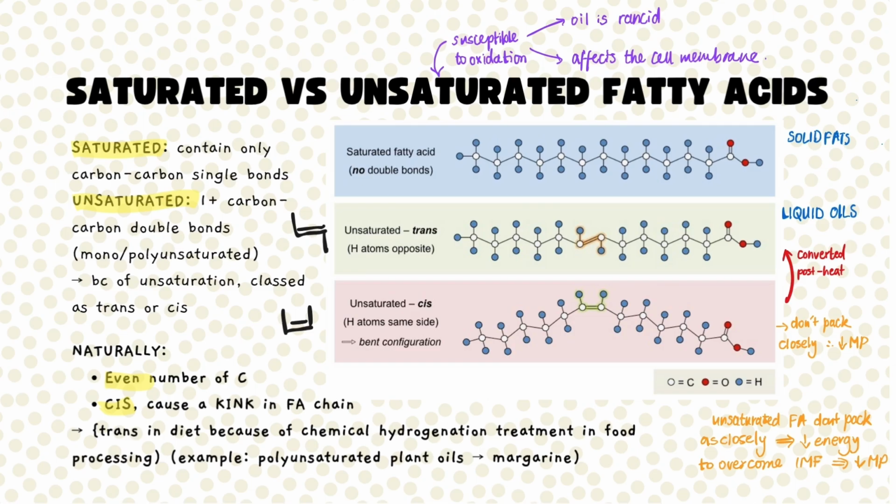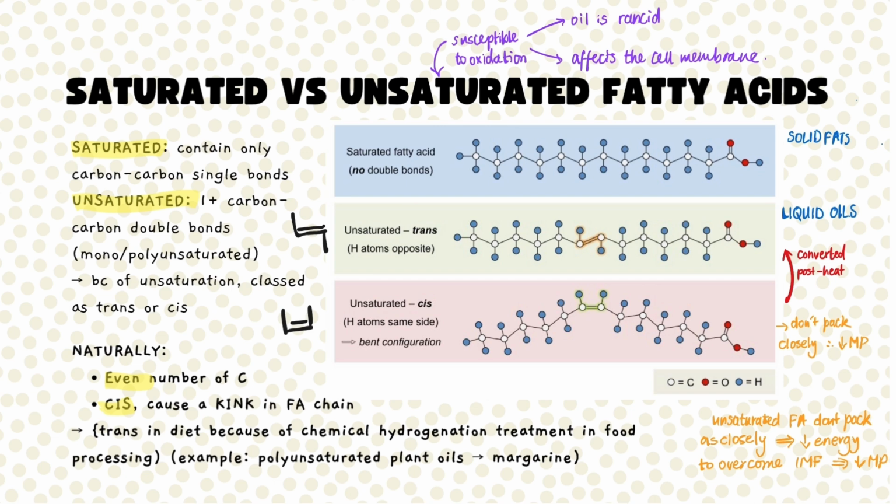And because of the double bond in unsaturated fatty acids, you could have a trans or cis configuration. When the hydrogen atoms are on opposite sides, that is when you have a trans configuration, and when they're on the same side, it is a cis configuration. So if you compare saturated and unsaturated fatty acids, saturated fatty acids are solids, and unsaturated fatty acids are liquids, so they have lower melting points. That's because unsaturated fatty acids do not pack as closely, because there's a kink in the chain, so less energy is required to overcome intermolecular forces, so there's a lower melting point.